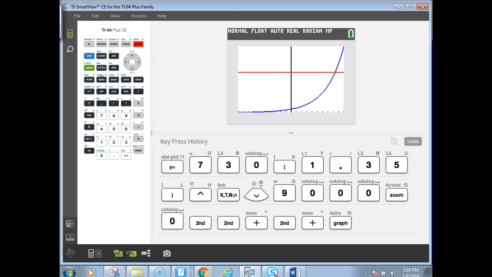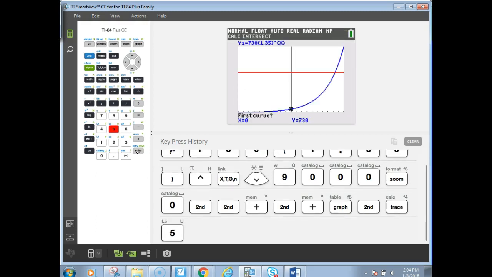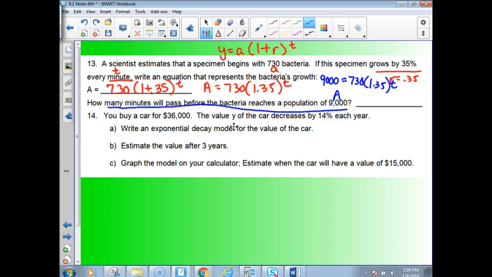All right, so anyway, when I hit second trace, intersection choice 5, enter, enter, enter. So about 8.37 seconds, you will get to 9,000. Oh, wait, that's not seconds. What was it? There you go. 8.37 minutes. So you will have to have the correct label.